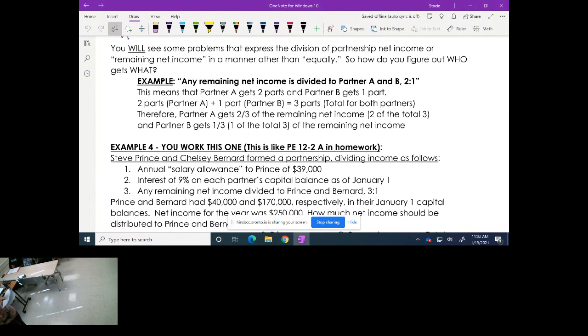Well, that means partner A gets 2 parts, partner B gets 1 part. So if you add partner A's 2 parts to partner B's 1 part, that gives you a total of 3. Okay, so you're using 3 as the total. So partner A gets 2/3, partner B gets 1/3. Does that make sense? And that could be the same if it's like 3 to 2. Your total's 5, so it's 3/5, 2/5. Okay, that makes sense? Okay, we're going to work something like that.